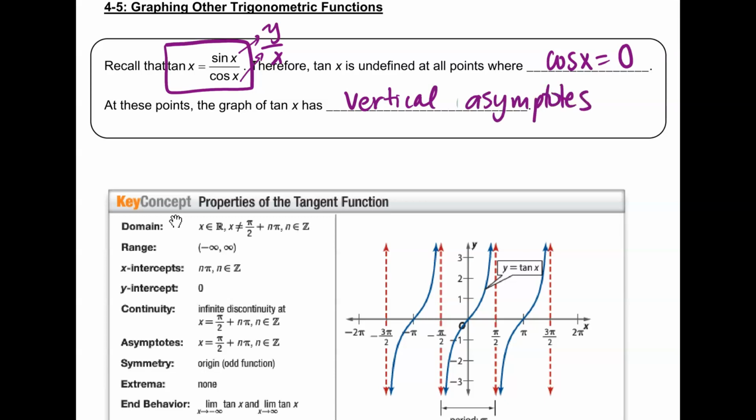Does that make sense? Whenever cosine goes to 0, that means tangent is sine divided by 0. Whenever you're dividing by 0, it's undefined, so that's where you have your vertical asymptotes. So literally everywhere cosine is 0. Cosine is 0 at pi over 2 and negative pi over 2. So at pi over 2 and negative pi over 2, we have vertical asymptotes.